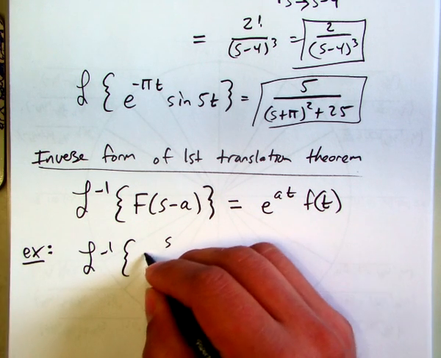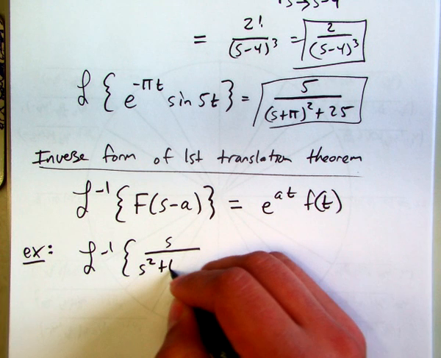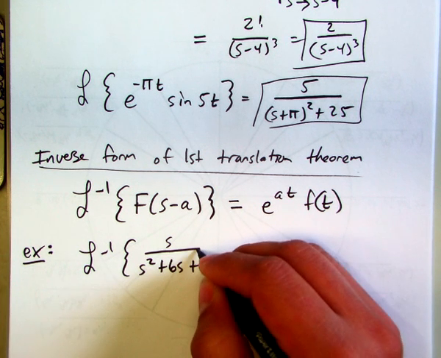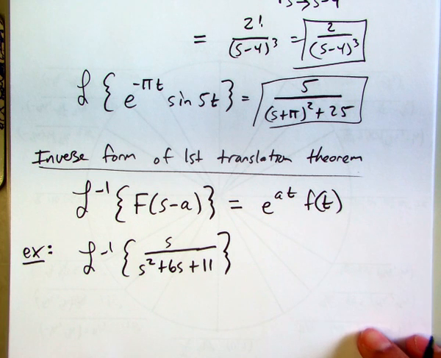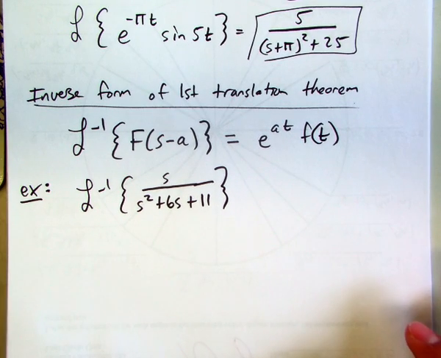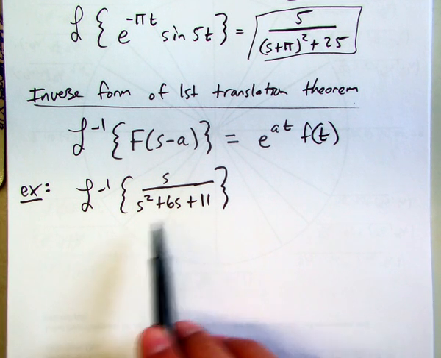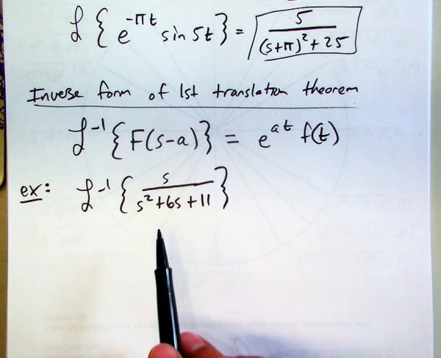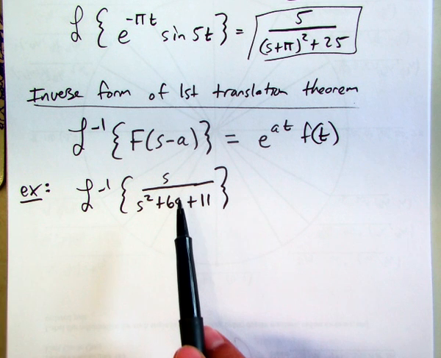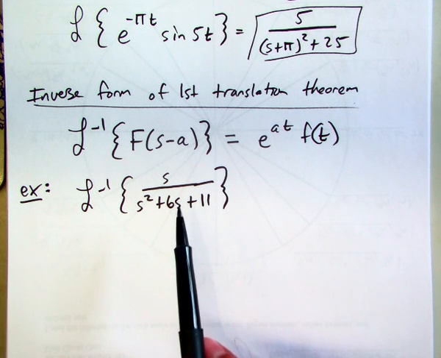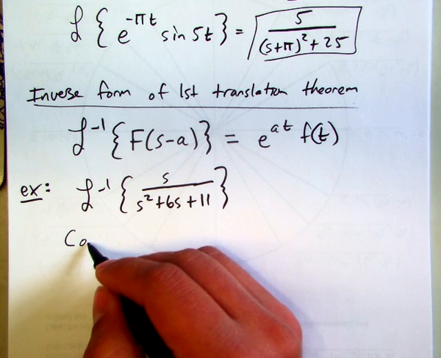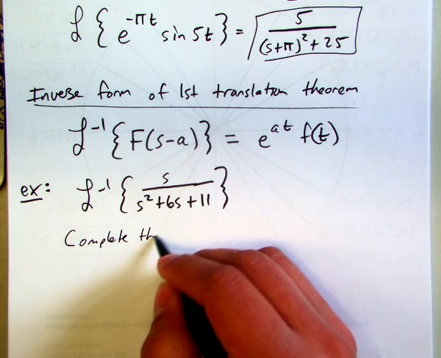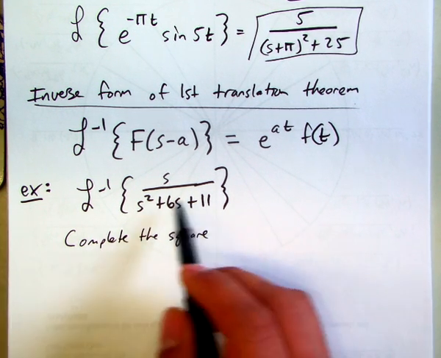Let's say we have s over s squared plus 6s plus 11. Okay, so right now, you can't factor that. You could do partial fraction decomposition if you want. It doesn't look like any of the transforms that we know about, right? If you complete the square, this might help. This is one of the techniques when you have a quadratic in the denominator and you're taking the inverse.